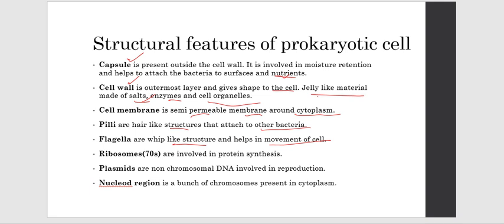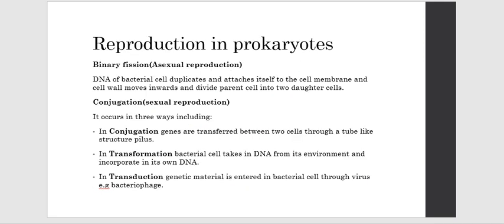And ribosomes are involved in protein synthesis. Remember that the ribosomes of the prokaryotic cell are 70S. Plasmids are non-chromosomal DNA involved in reproduction. Because they do not have any nucleus, they have only a bunch of chromosomes present in the cytoplasm. It can be called the nucleoid region. In addition to this, plasmids are also present, which are non-chromosomal DNA, and they sometimes play a role in reproduction, not always.